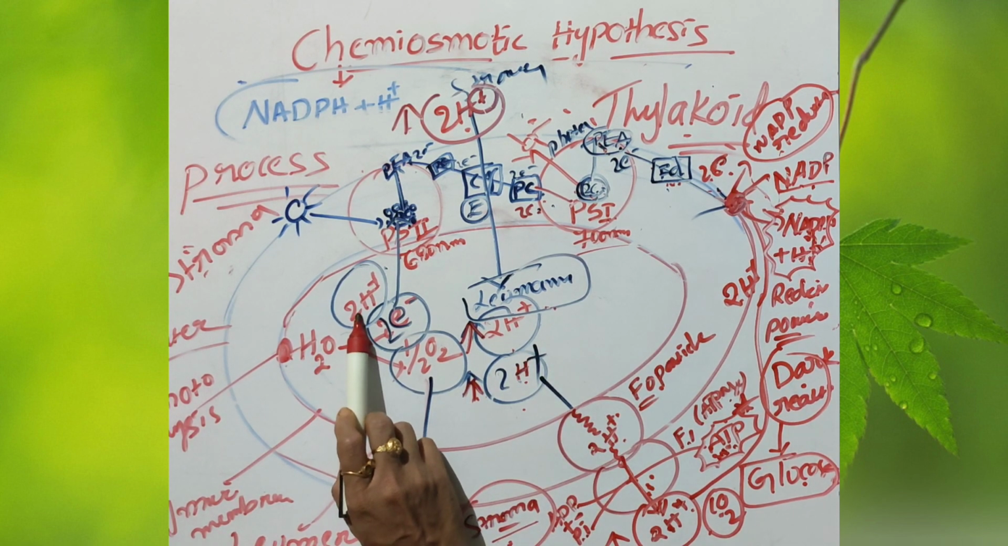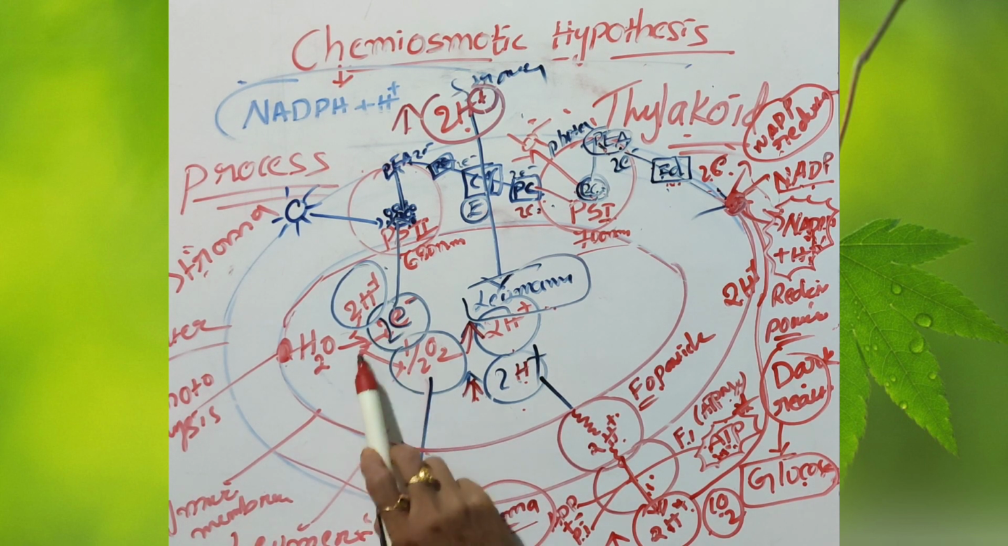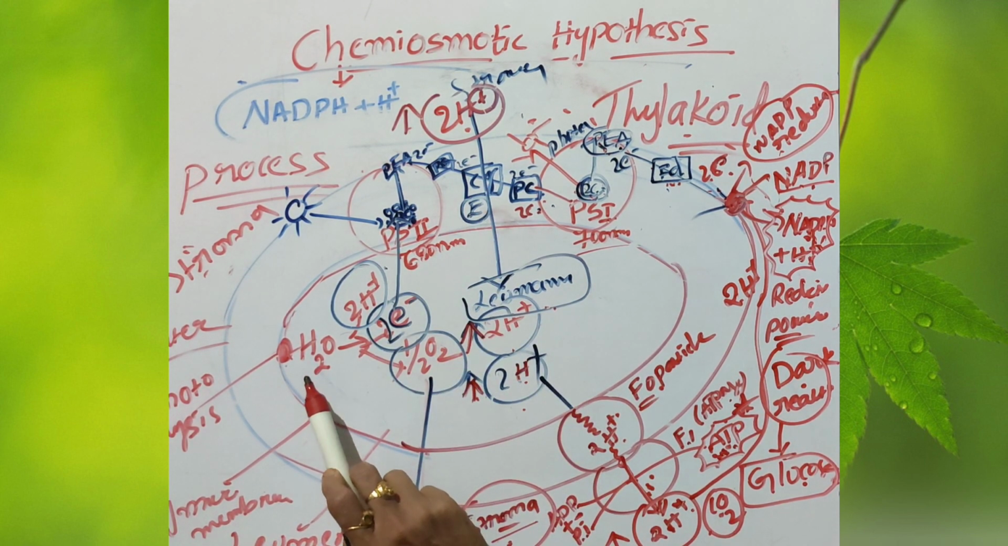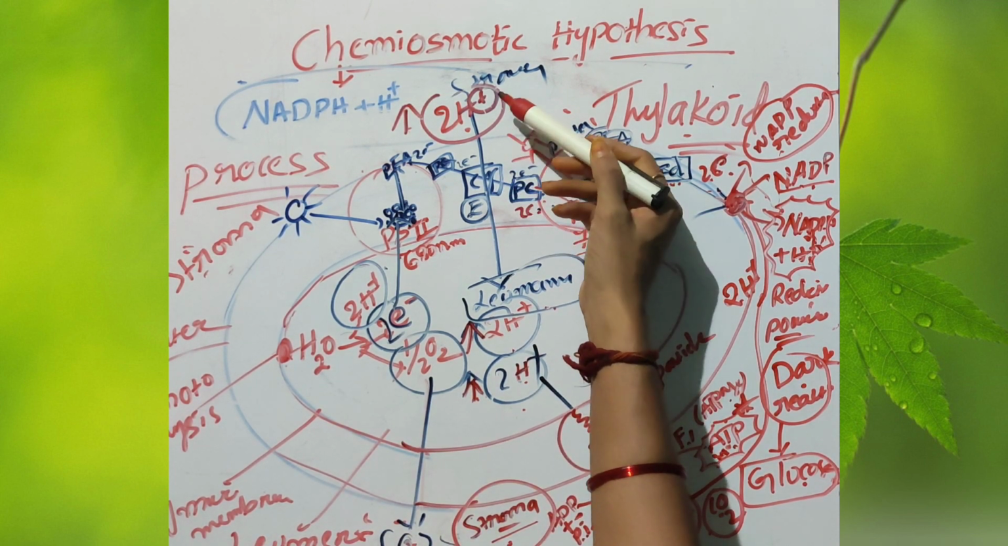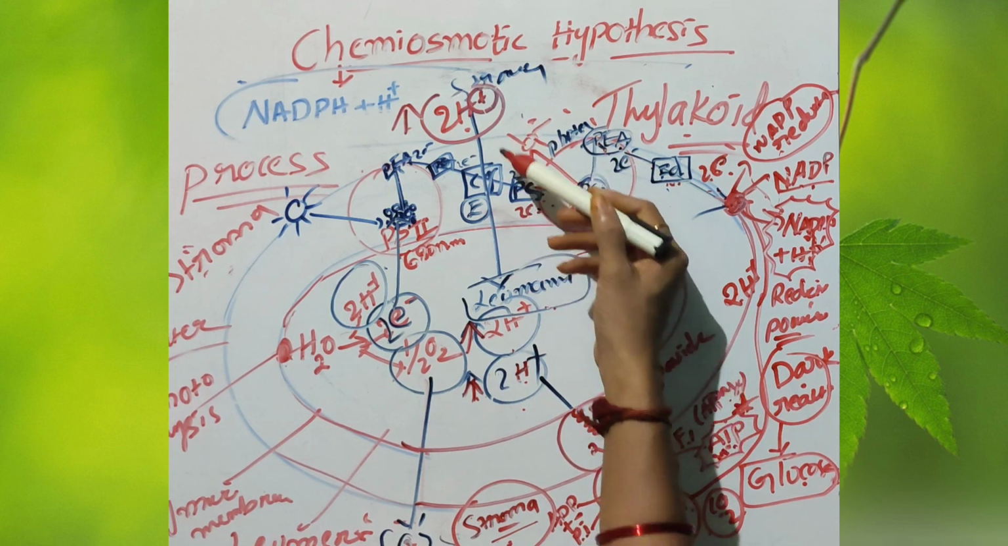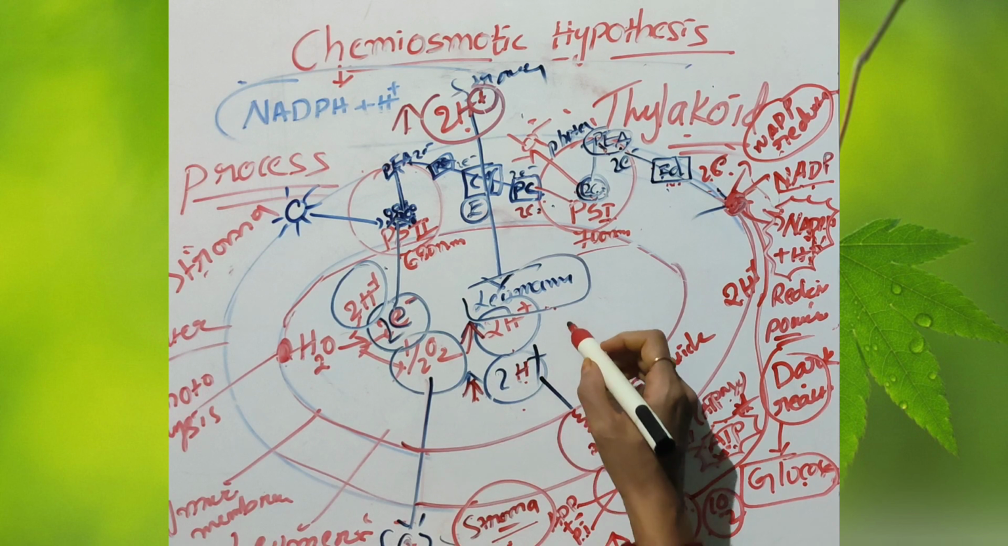Another source of protons is the splitting of water molecules. So the protons come from 2 important sources. The first source is photolysis of water. The second source is from the stroma to the lumen through the cytochrome complex. So the proton concentration gradually increases in the lumen.